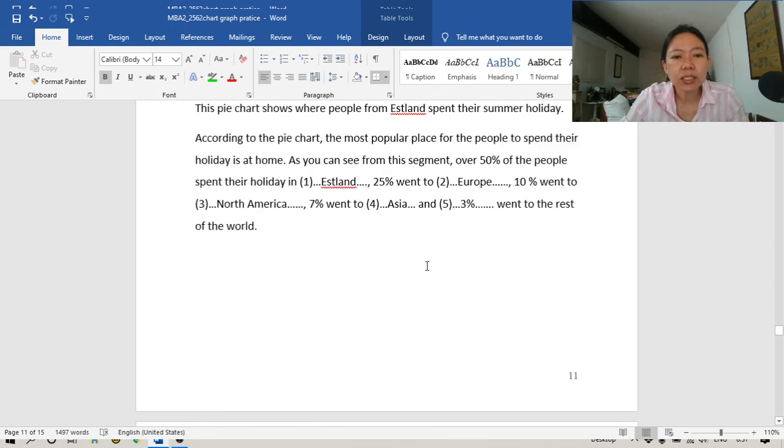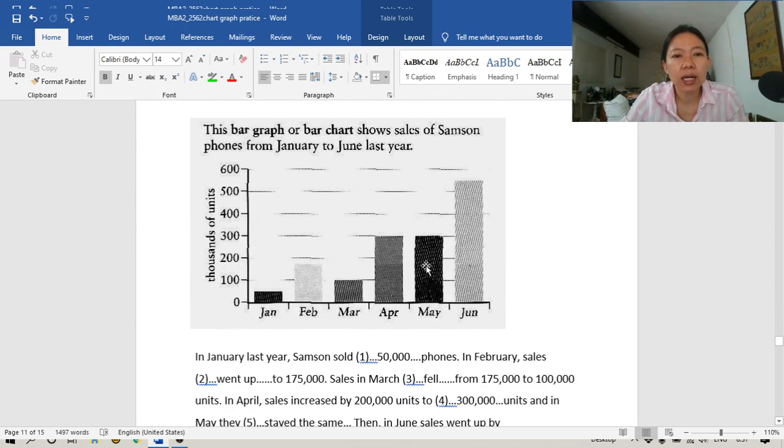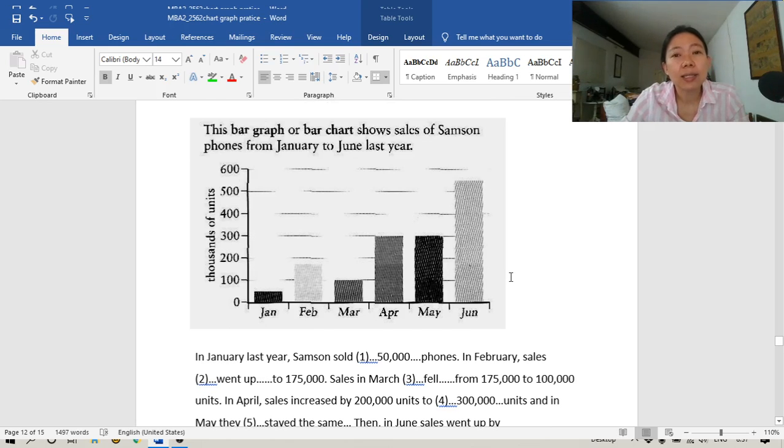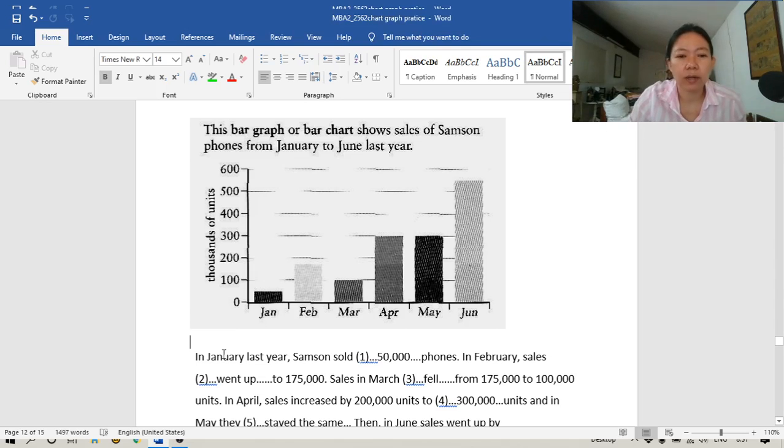And then next, we're going to look at the bar chart that shows the sales of Samsung phones from January to June last year. So the vertical lines here show the thousands of units sold. So 100 means 100,000. And then these are the months from January to June. So we're going to do it together.